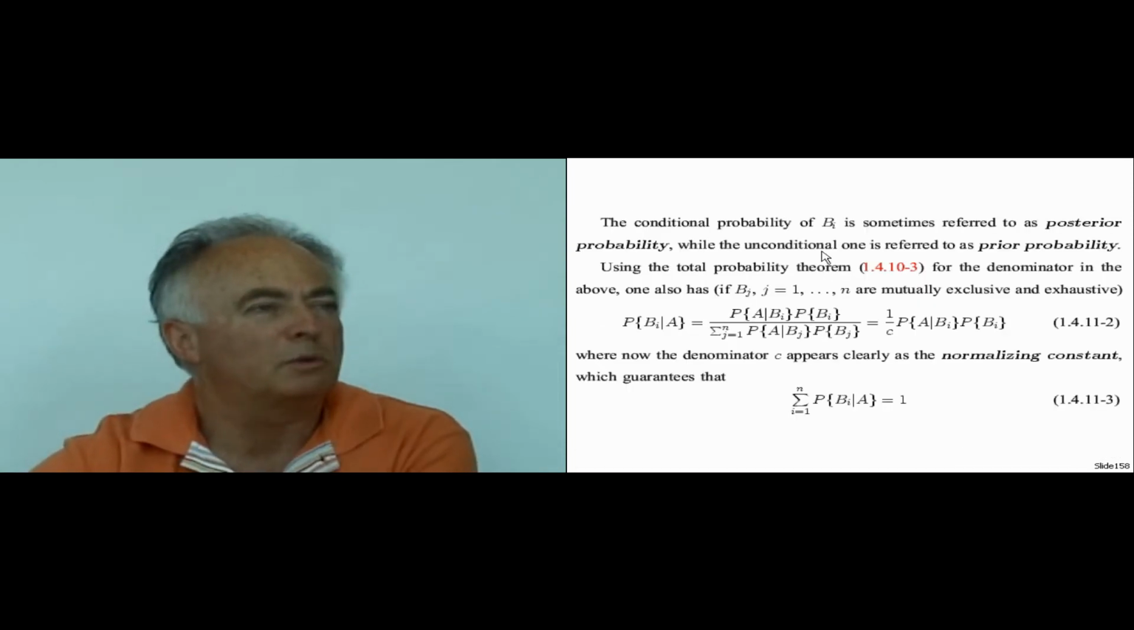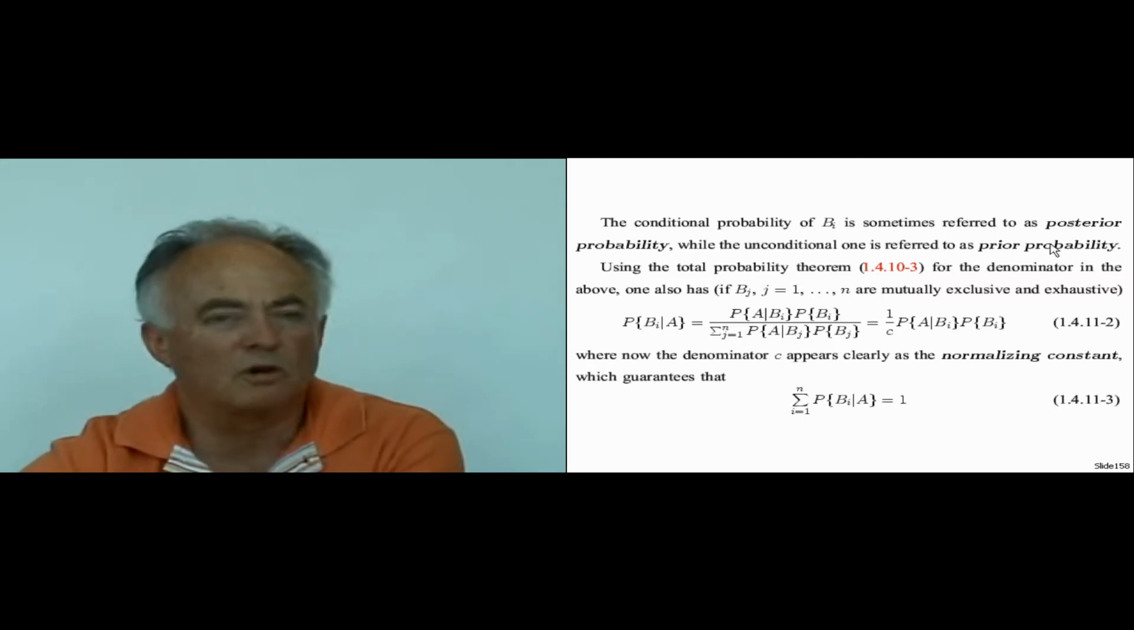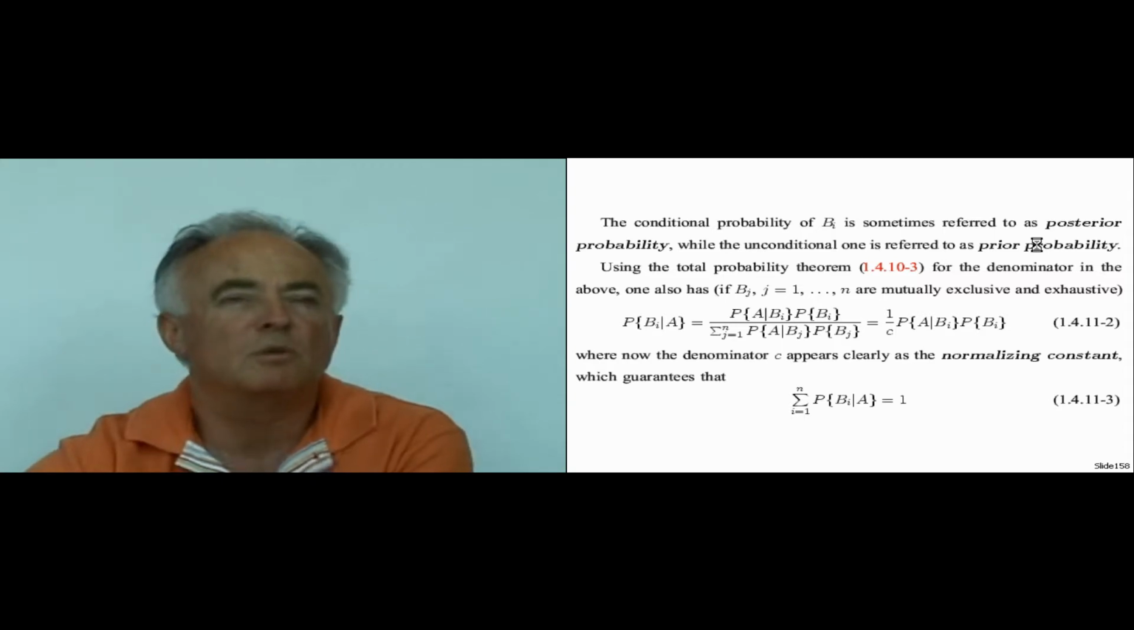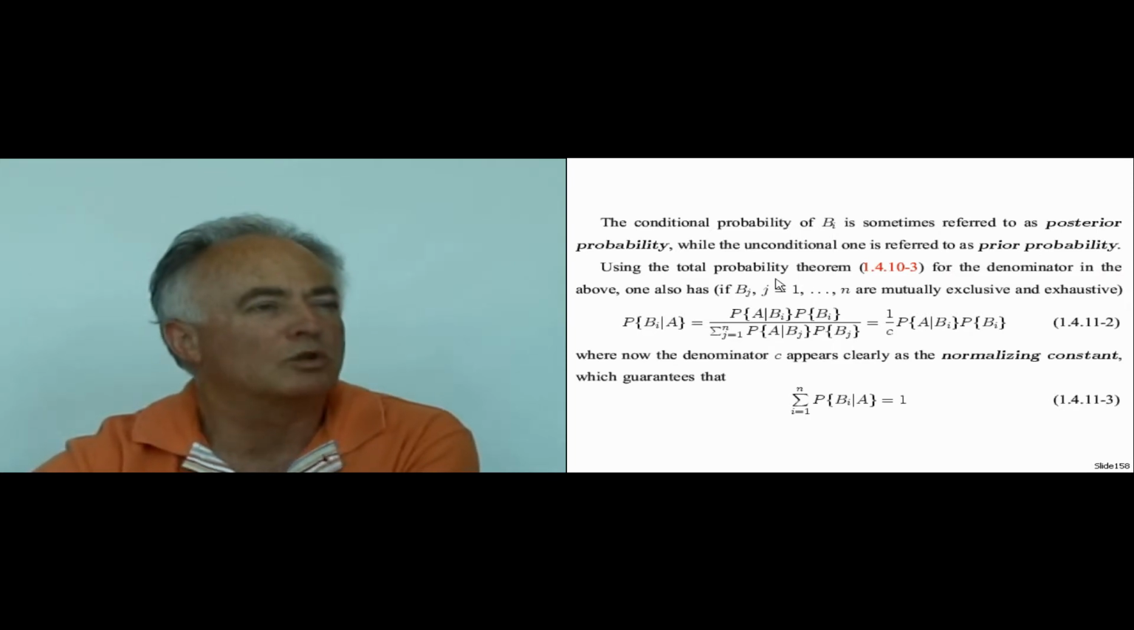The conditional probability of Bi is sometimes referred to as a posterior probability, while the unconditional one is referred to as a prior probability. The reason for this is typically that prior to making an observation, we have the unconditional probability; after we make an observation or gather some information, we have a conditional probability based on that information we just obtained.